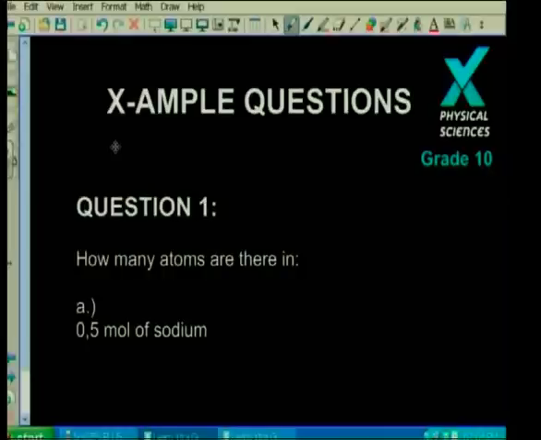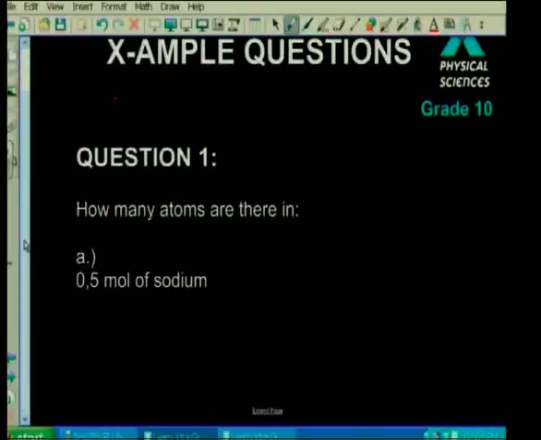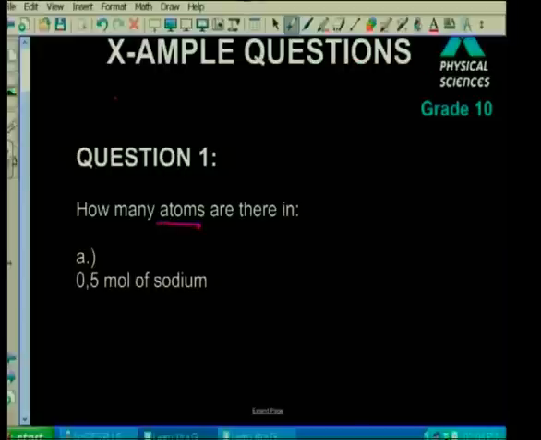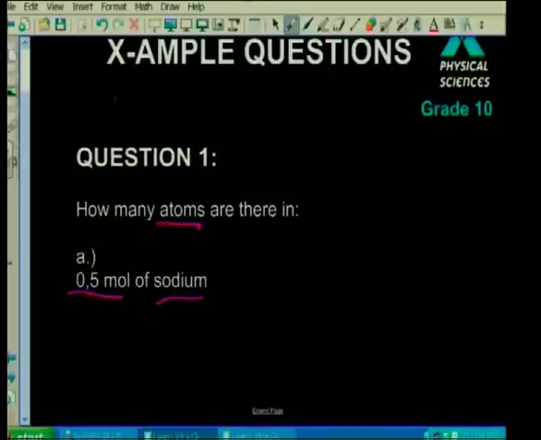Let's go and try a couple and make sure that we've got these sorted out. We'll start off with a really straightforward one. It says, how many atoms are there in 0,5 moles of sodium? Immediately, we need to recognize what we've been given. We've been given an element. Elements are made up of atoms. It's not a compound. We asked for atoms and we've got atoms.